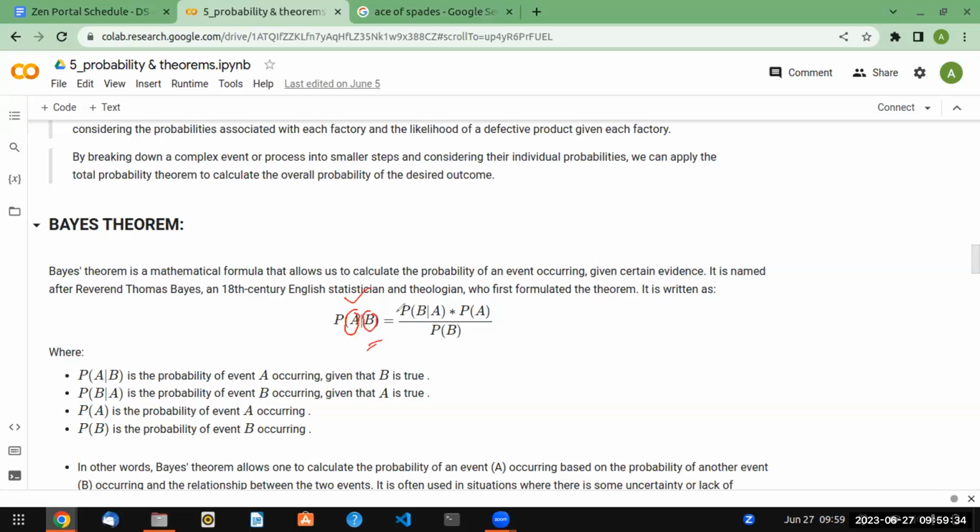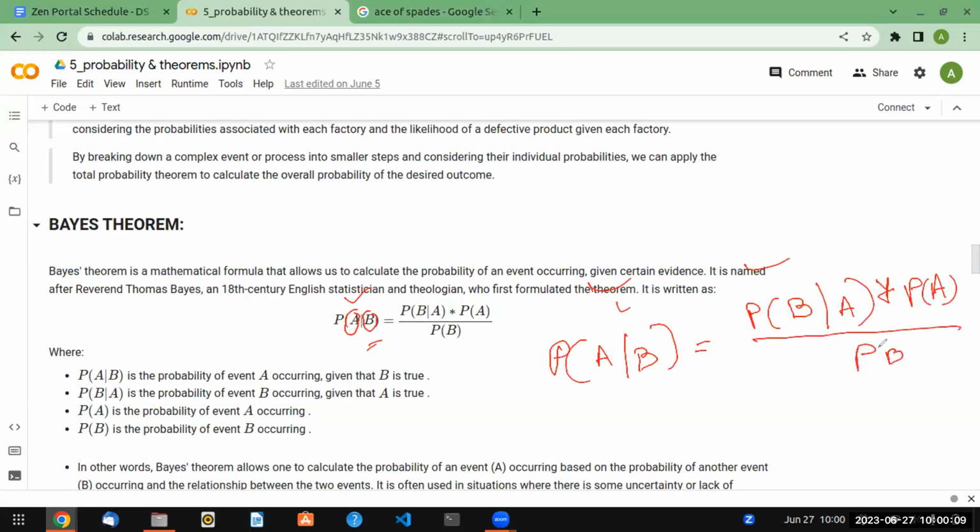And according to the formula, when you are calculating probability of A given B, it equals probability of B given A. Don't get confused, guys. I know this is initially confusing, but these two are totally different things with totally different meanings. Probability of A given B equals probability of B given A into probability of A, divided by probability of B. This is the Bayes formula.